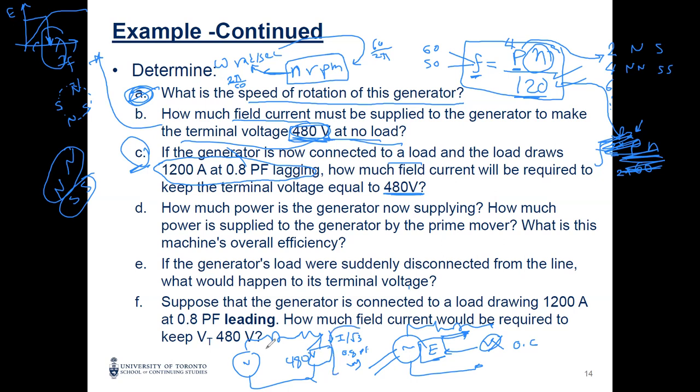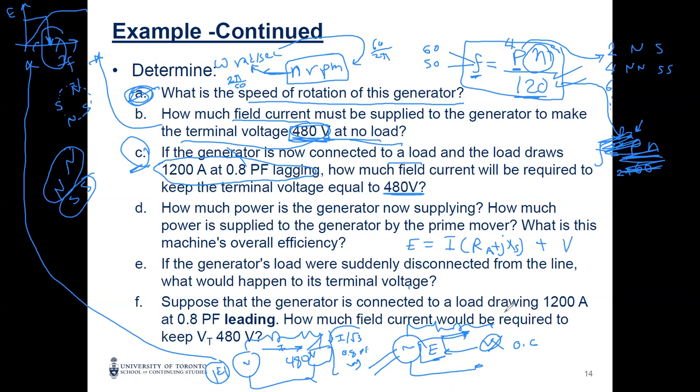You have the terminal voltage and you have the current. You will calculate E, its exact magnitude of course, and use the open circuit characteristic. How can we do this? By writing the equation: E equals the voltage drop times the current, so I times RA plus j XS, plus the voltage V, all in phasors, okay? They said you need to keep V as 480 at 0 degrees as a reference. I'm not going to use square root 3 here because this is a voltage and it's a delta connected machine.